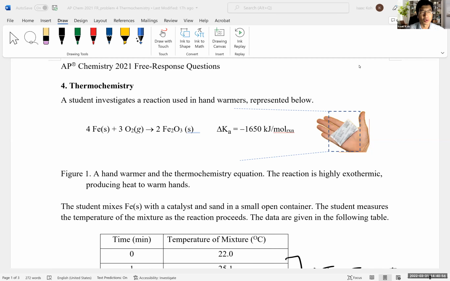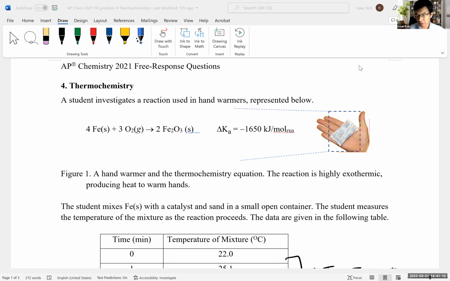Hello everyone. So today we are going to go over the AP Chemistry 2021 free response question number 4. This question is about thermochemistry. A student investigates a reaction using hand warmers represented below.